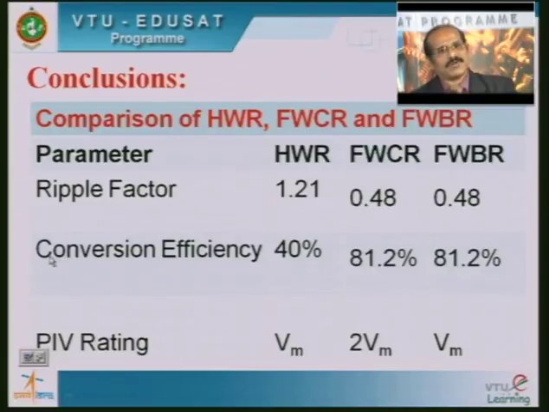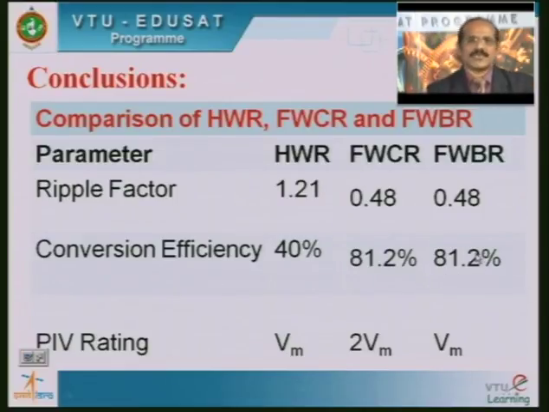Our second parameter is the conversion efficiency, that is the ability of a rectifier to convert AC into DC. The output is DC and the input is AC, so efficiency is defined as the ratio of DC output divided by the AC input. In the half wave rectifier the conversion efficiency is definitely less, but in both the full wave rectifiers using center tap and bridge configuration it is 81.2%.